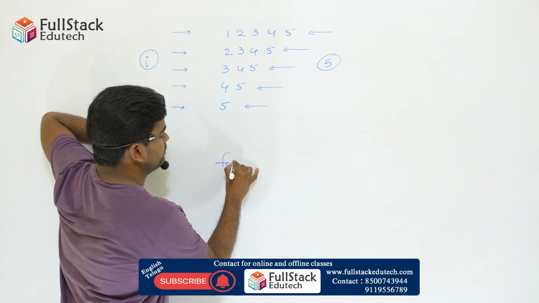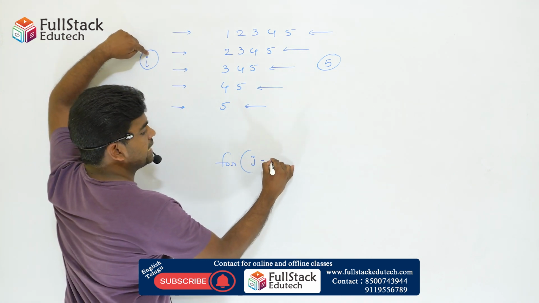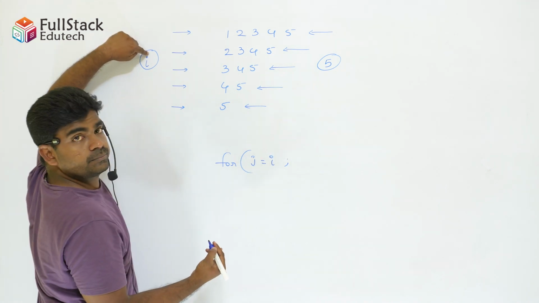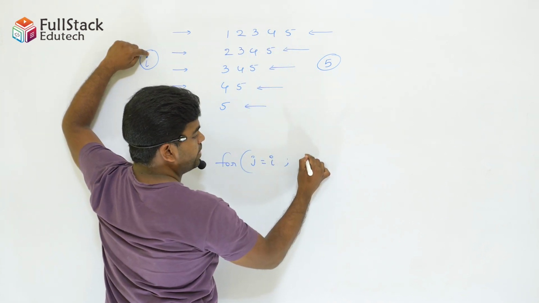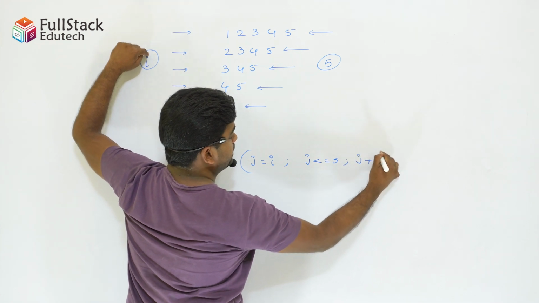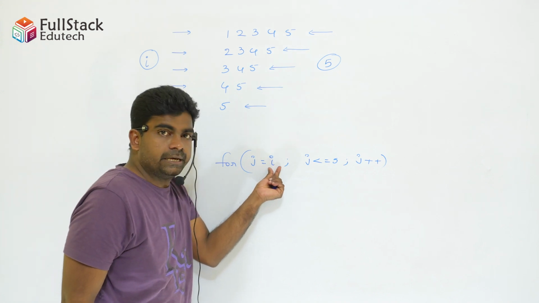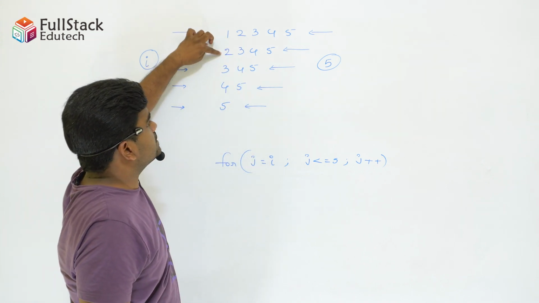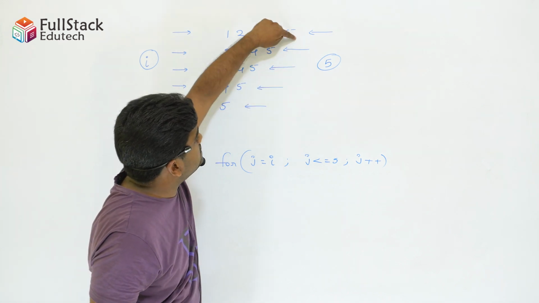So whenever you are printing using J, every row starts with a different value and ends with 5, in increasing order. So J less than or equal to 5, J plus plus. Each row starts with a different value and each row ends with the same value.